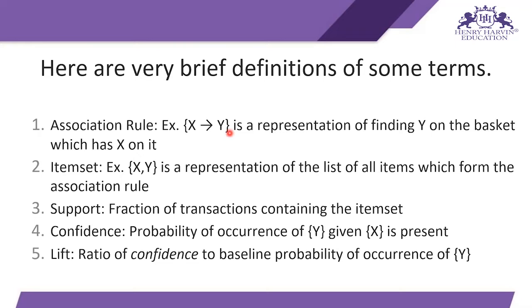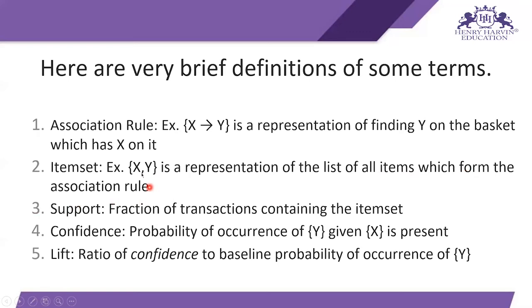Here are very brief definitions of some terms. First of all, the association rule, for example X and Y. X implies Y is the representation of finding Y in the basket which has X in it. When we have already bought X, we are finding how many customers will also buy Y. An item set, for example X comma Y, is the representation of the list of all items which form the association rule.